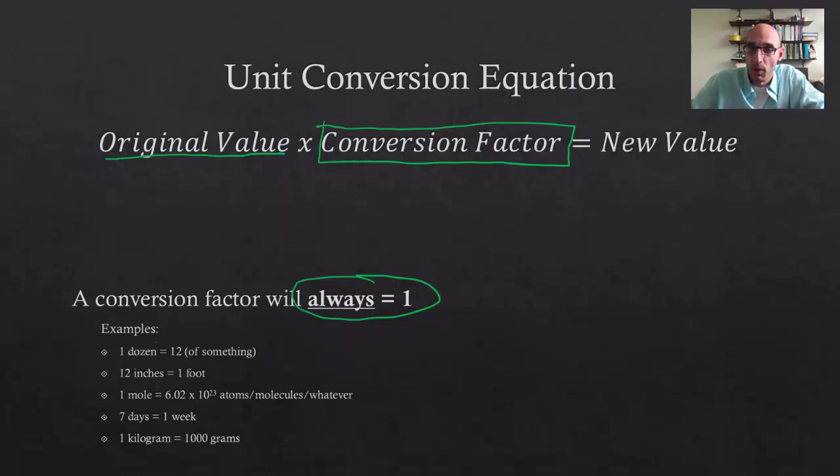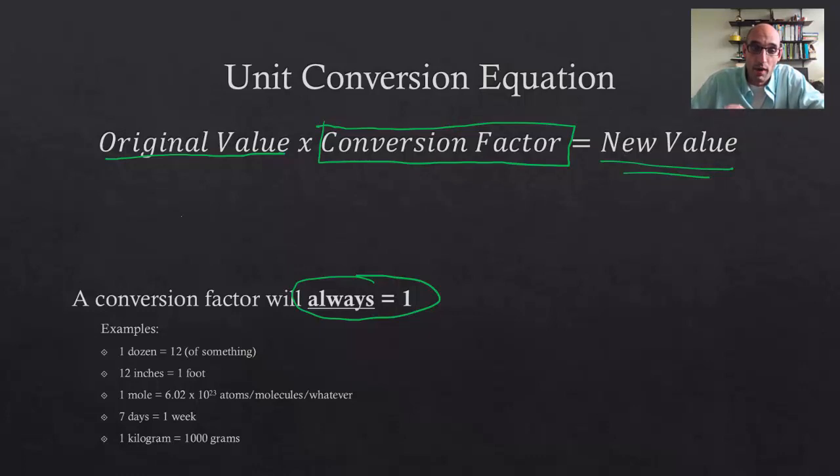So the final part is your new value. The goal is to get to this, obviously, that's the answer, and the new value is always going to have a different number and a different unit, but it should always physically represent the same exact thing as the original number. Okay, so that's the setup every single time.